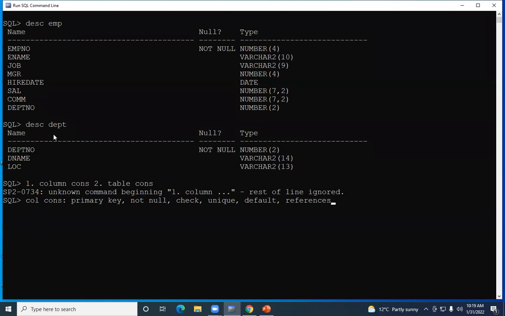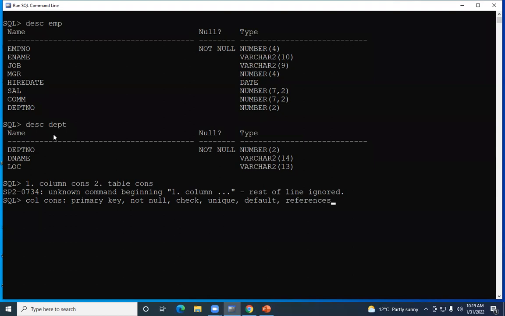When put on multiple columns, they become table constraints. So there should not be any confusion regarding that. The primary key, the not null, check, unique, default, and references. These are the 6 types of column constraints, right?